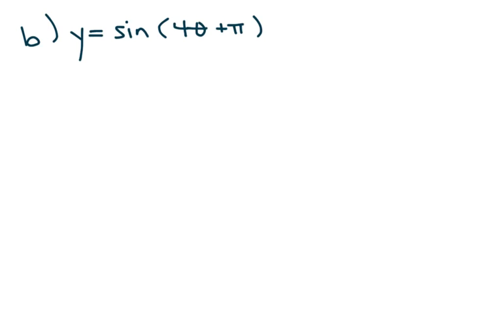All right, let's do this again. Y is equal to sine 4 theta plus pi. So let's start with the easy stuff. The amplitude is 1. The period is 2 pi over k, which is 4. 2 pi over 4 reduces to pi over 2.